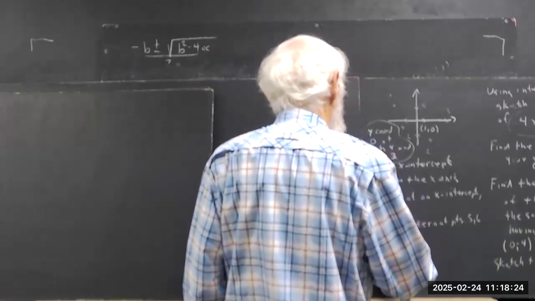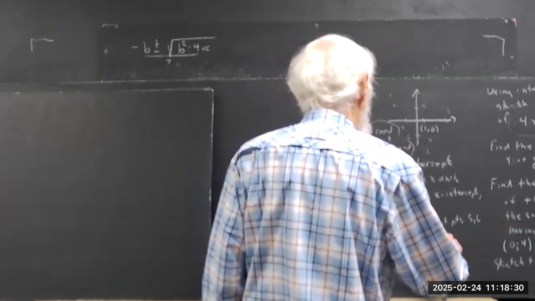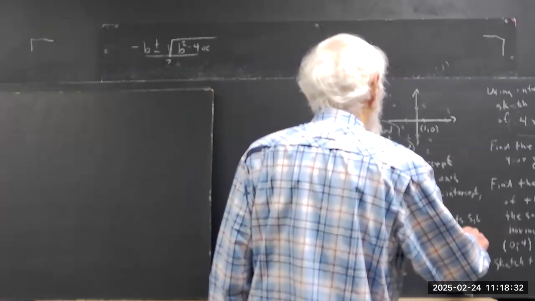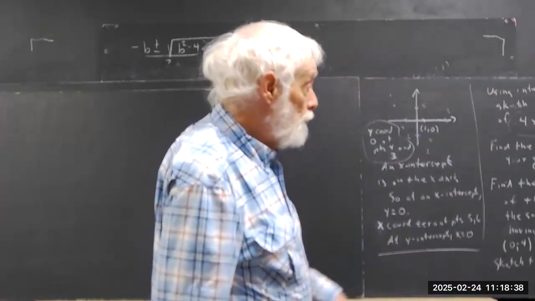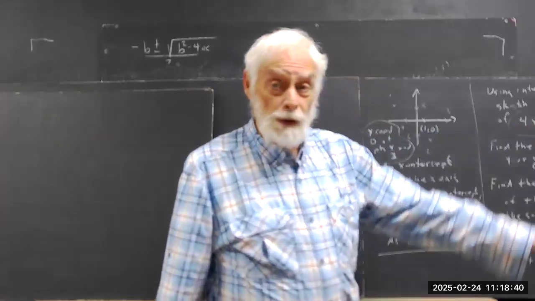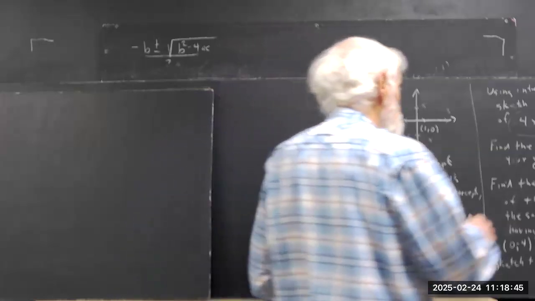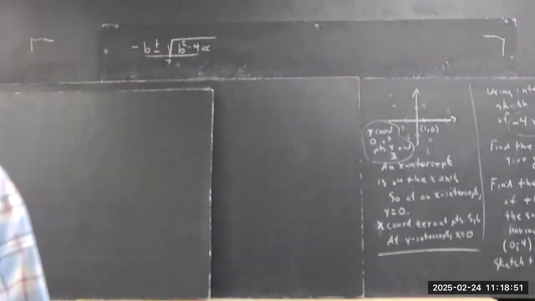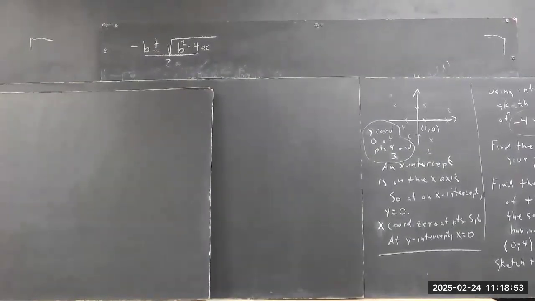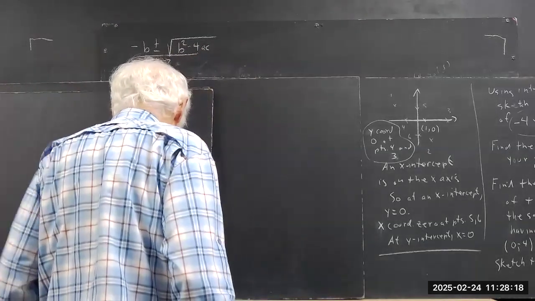So the y-intercept, x equals 0. So how are you going to find the x and y intercepts of this equation? It's not showing on the board, but there's the equation. Okay, that's the first equation on the quiz.